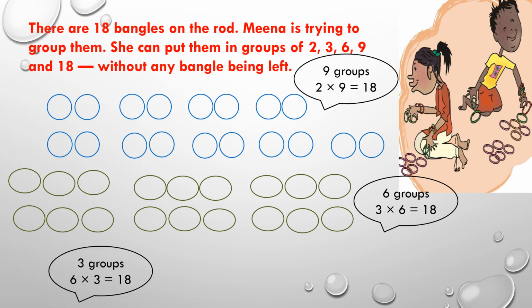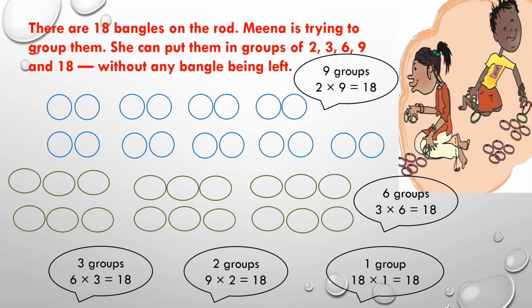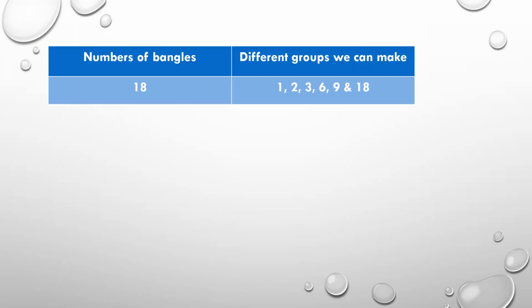Then for making groups of 9, I take 9 bangles, then again 9, total 18, and 2 groups. So I can make 2 groups of 9 bangles. Then for making groups of 18, I'll put 18 bangles together and I have one group. So 18 bangles can be divided in groups of 1, 2, 3, 6, 9 and 18, and there is no bangle left after making groups.